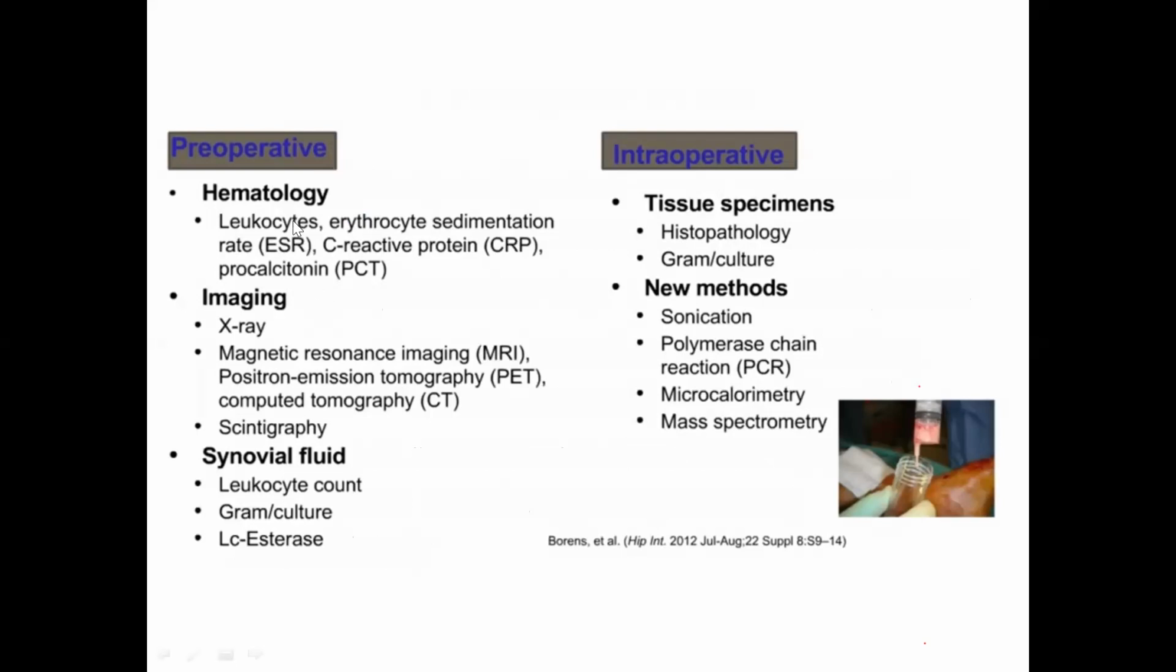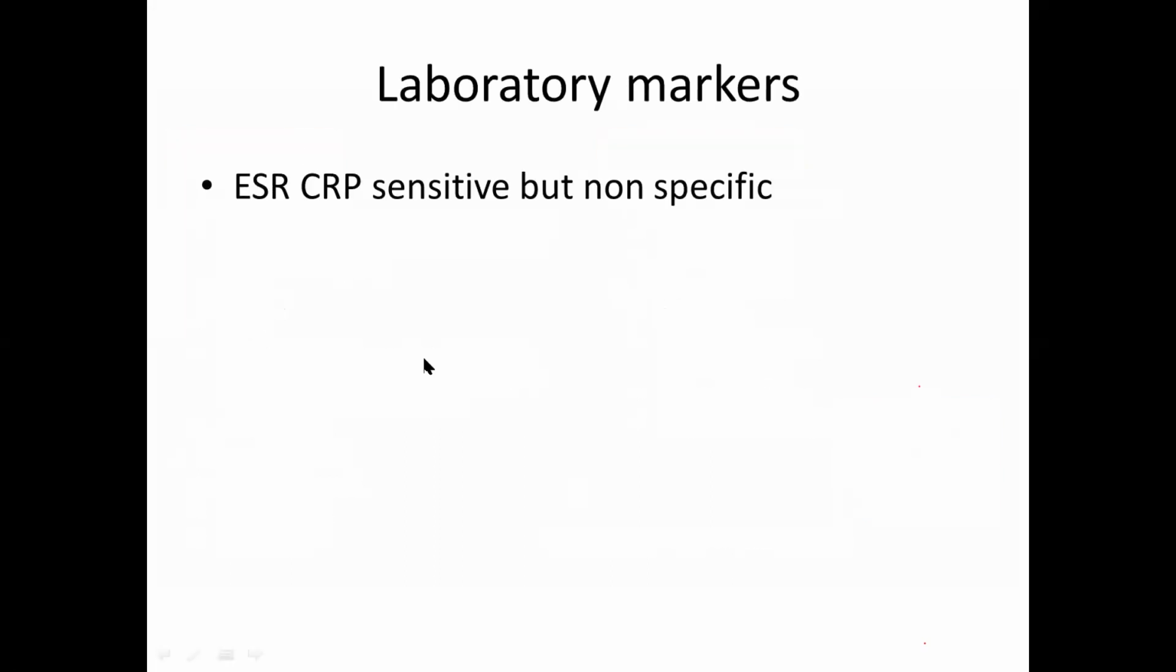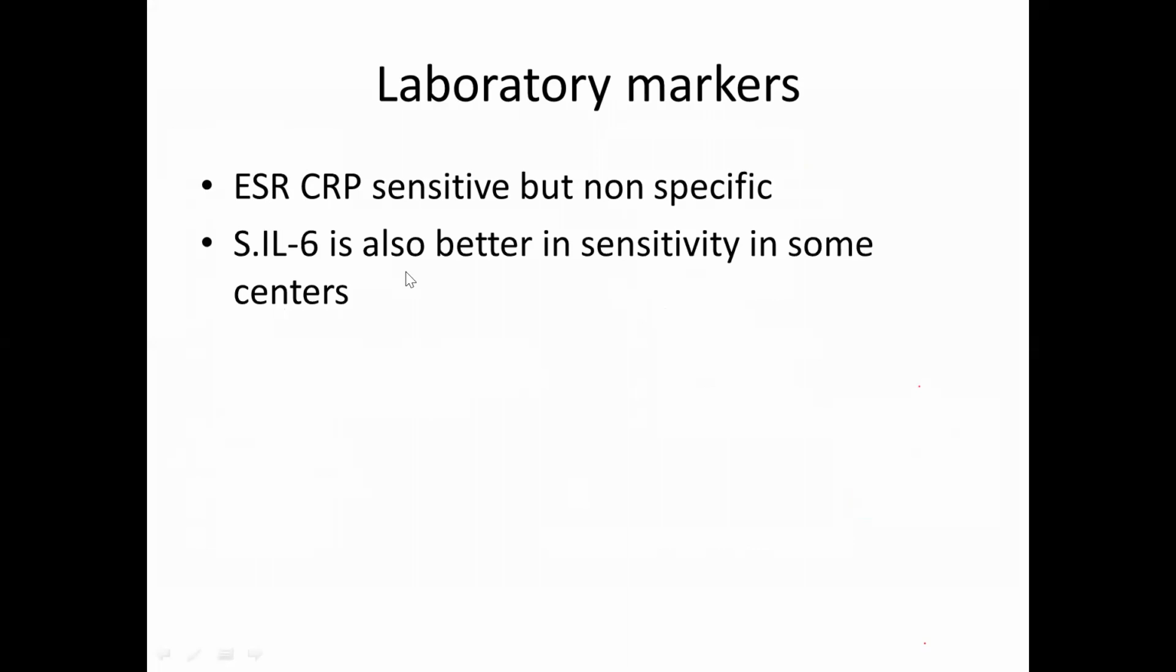Please do not depend on simple hematologic and simple imaging studies, because they must be combined, as the 2012 literature of Burns on hip joint infection proposed. When laboratory markers are used, we see that ESR and CRP are sensitive but almost always not specific. Because of that, many suggested other investigations. Remember that serum interleukin also has better sensitivity in most centers. However, many centers in the Middle East show there is no significance either.